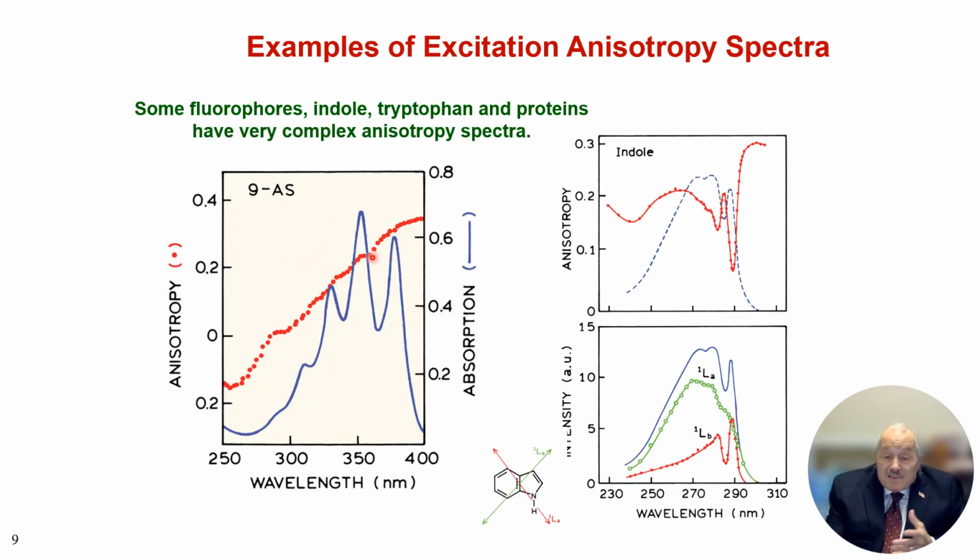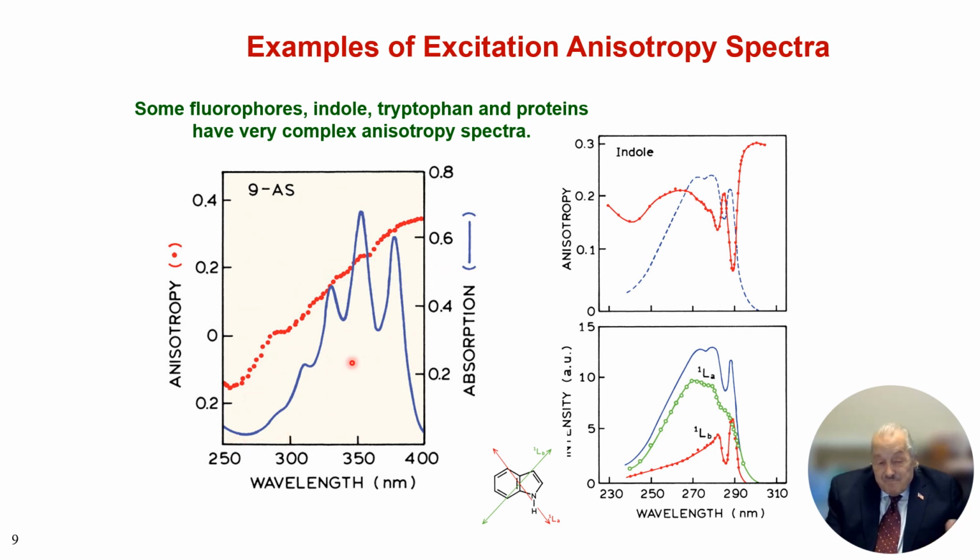Some fluorophores have much more complicated anisotropy spectra, and these really cannot be, I guess they can be explained by quantum mechanics, but I've never seen a quantum mechanical explanation of this that takes into account the real values and doesn't just use assumed values. But for most fluorophores, as you go to shorter wavelengths, the anisotropy goes down, even across the structured absorption band, and you can see it's starting to go up here as we go excitation to the S2 state.